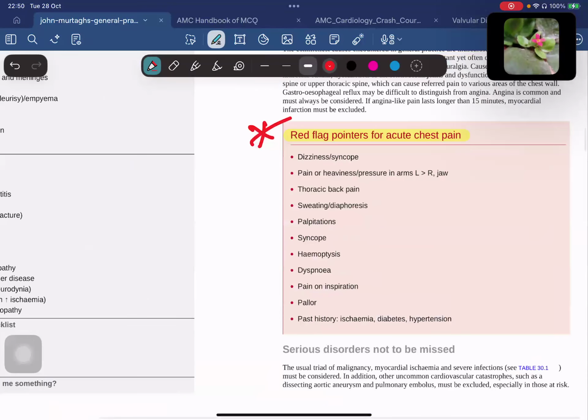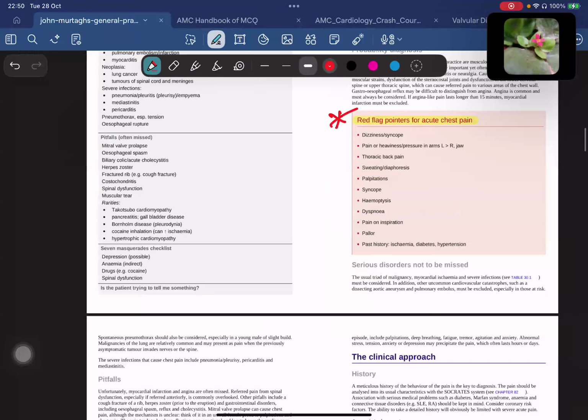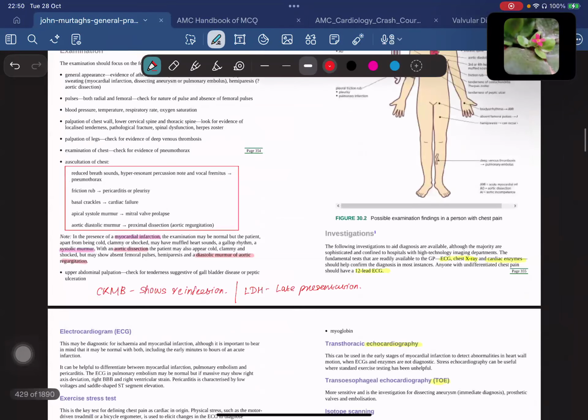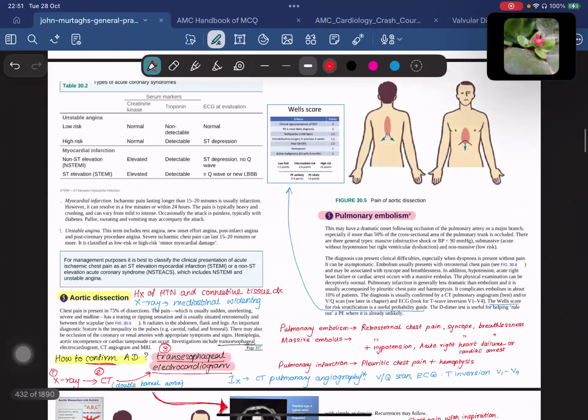These are some of the red flags you have to remember in acute chest pain: dizziness, heaviness, thoracic back pain, radiating back pain, sweating, palpitations. I'm not going to waste time on these, you all can read them. I'll try to share the book. It's quite big, so I'll try to get it to my phone and share it on the WhatsApp group so you all can have it as well. So, that is myocardial infarction.